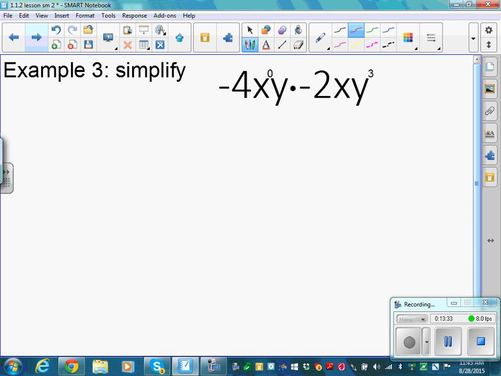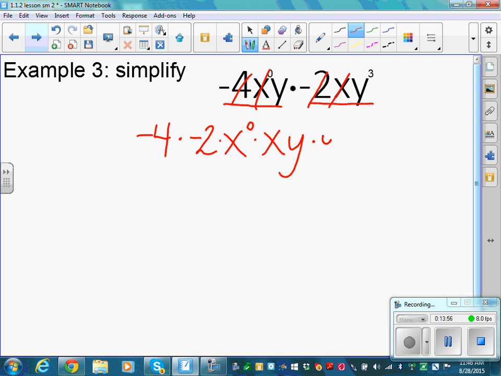All right, looking at this one, we have negative 4 times x to the 0 y times negative 2x y cubed. This stuff's not connected, so we can reorder it in any order. So I have negative 4 times negative 2. Reorder those two things. I'm going to cross them out. And then I have x to the 0 times x. And then I have y times y cubed. And when you multiply the same base, you're going to add the exponents.